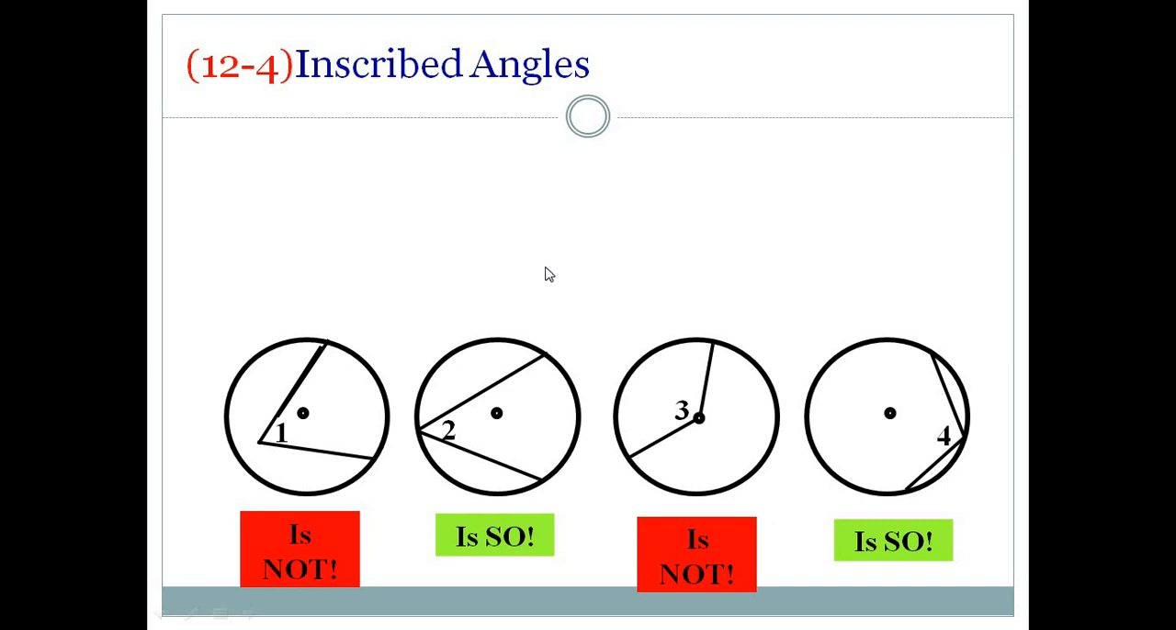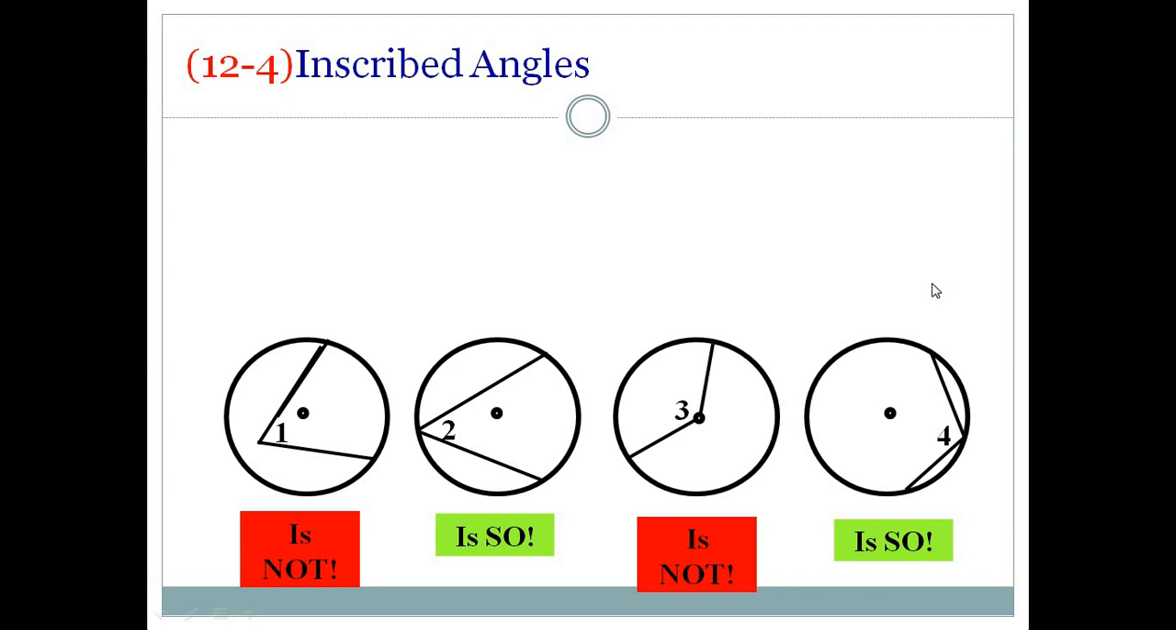Do you remember the central angle? Like this one? Its vertex lies on the center of the circle. This is a central angle. But the inscribed angle is an angle whose vertex lies on the circle, like this one.